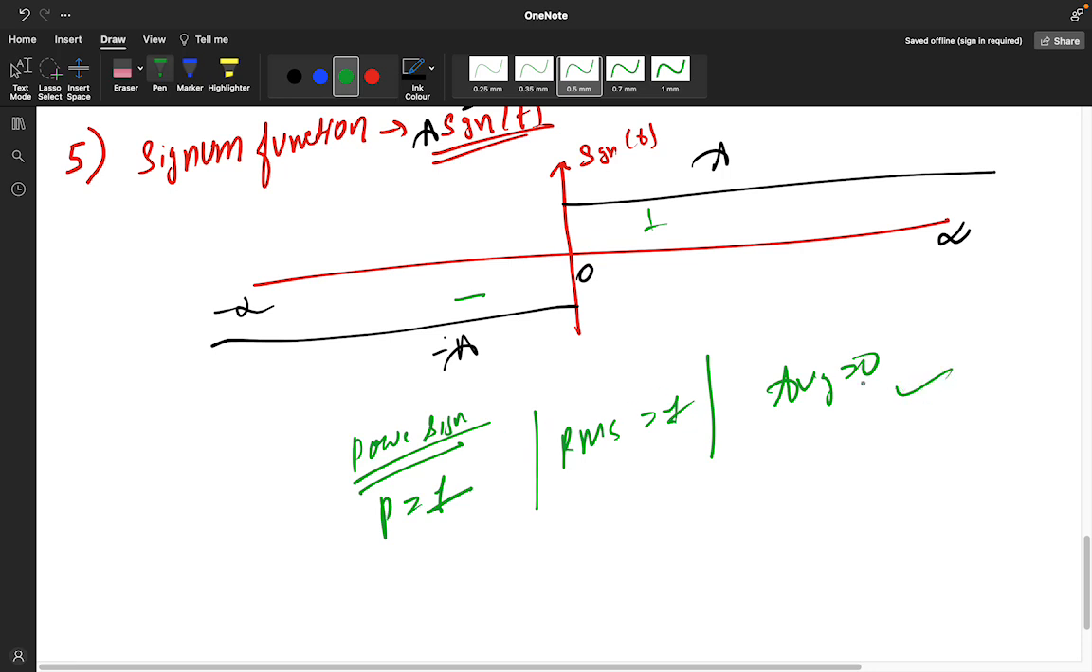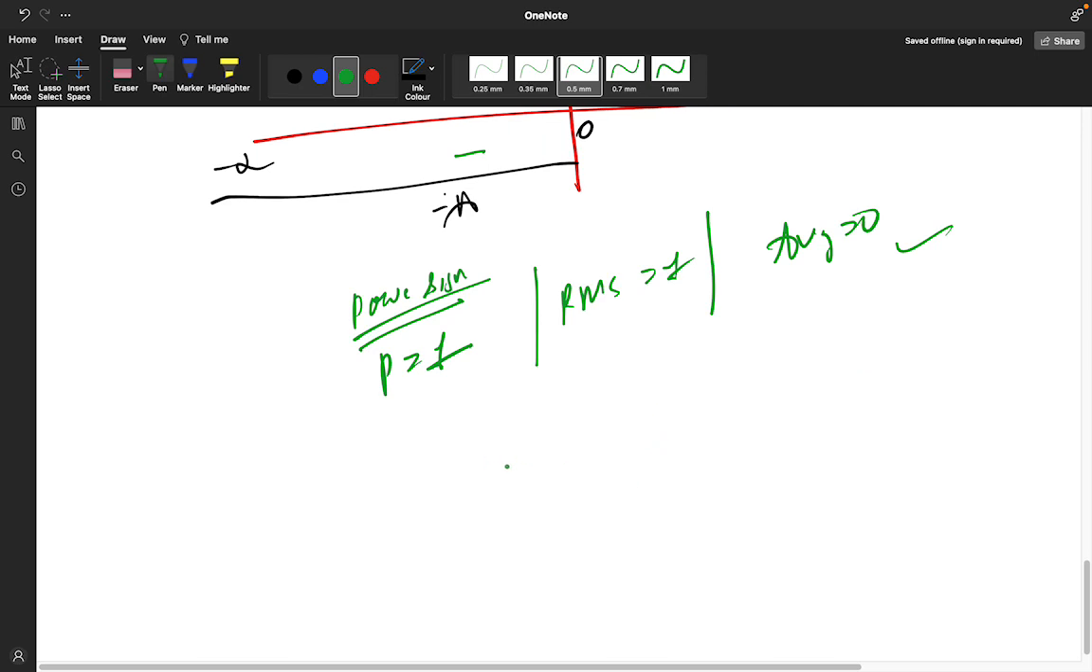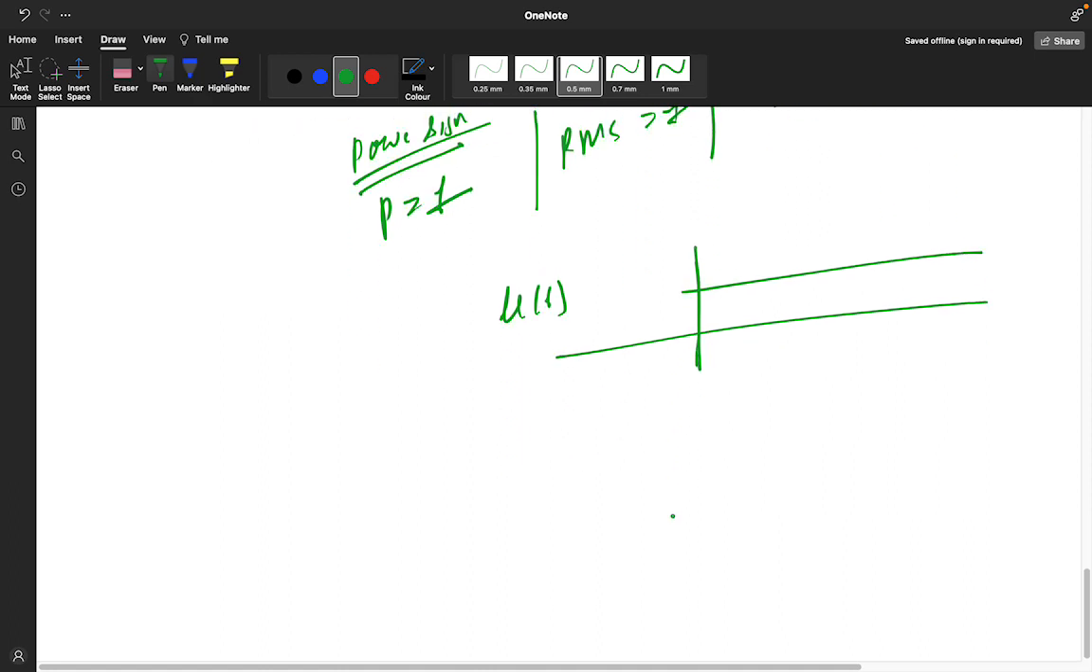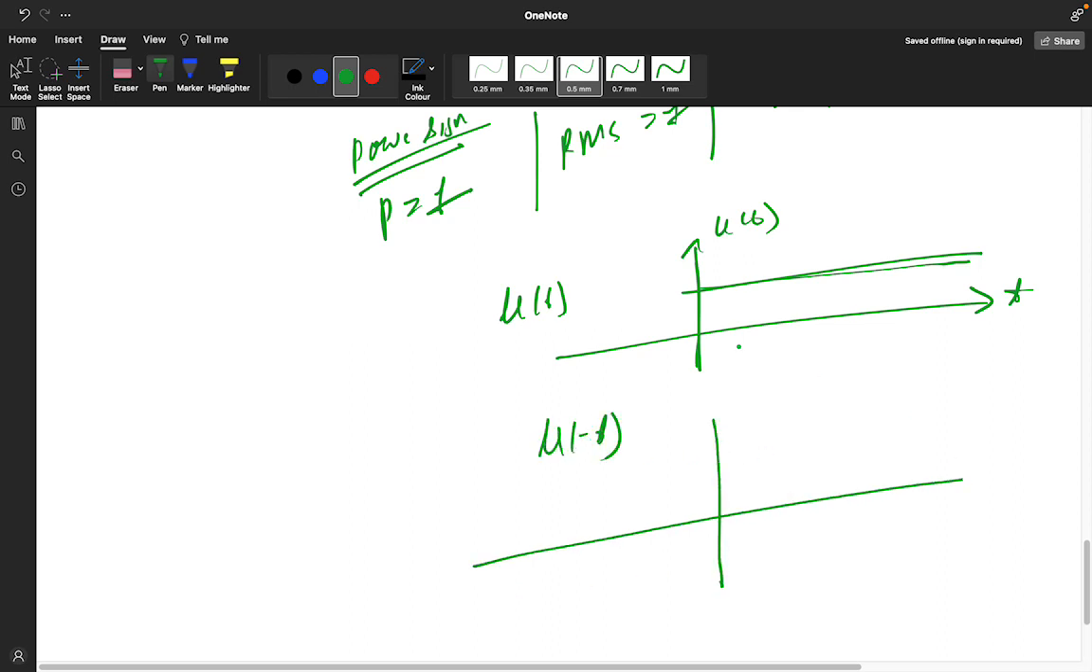Now how can you represent the signum function? Let me draw one u of t. So u of t is like this. If I want to make this whole thing on this side, what I will do is scaling, u of minus t. So with u of minus t, all values, this is 0, this is 1, this is 2, will become minus, minus, minus. So my curve is getting like this.